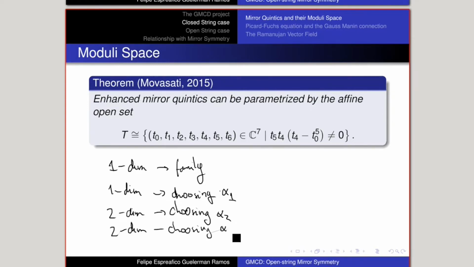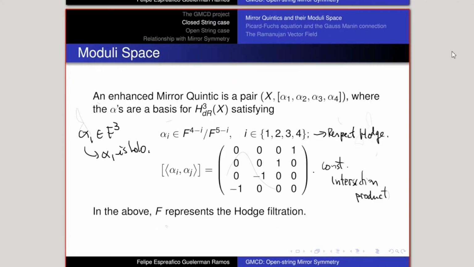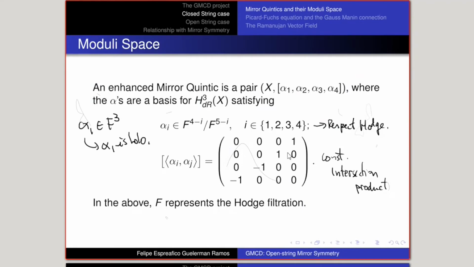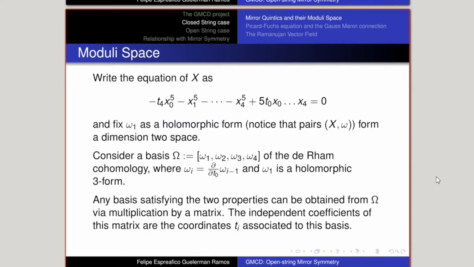For choosing alpha 4 you would have 4 dimensions, but alpha 4 times alpha 1 has to be 1, and alpha 4 times alpha 2 has to be 0, etc. So in the end, we get just 1 dimension for choosing alpha 4. That's why we get in the end 1, 2, 4, 6, 7 dimensions. That's the explanation.